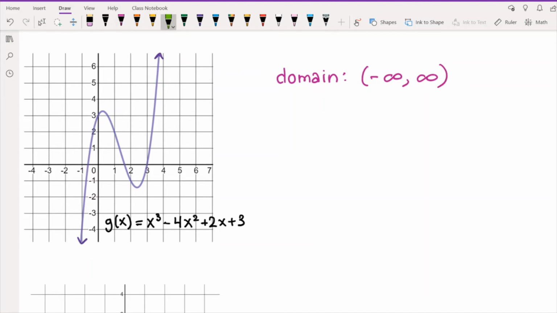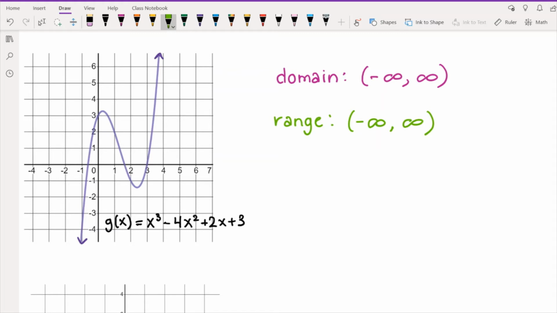Okay, what about the range? So the range on this one, if we scan from bottom to top, notice that because we have this arrow on the bottom, the graph just keeps going down. So the bottom end of the range is negative infinity. And then if we scan upward, upward, upward, we see that the graph actually just keeps going, right? It never stops. And so the top end of the range is positive infinity. So in this case, the domain and range are both all real numbers.